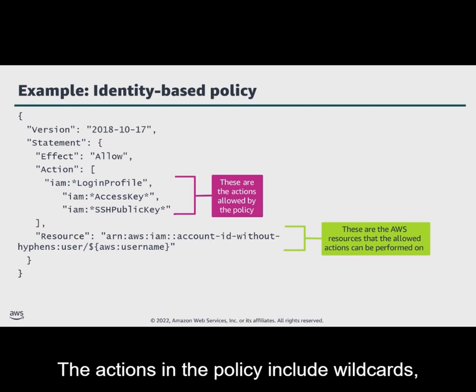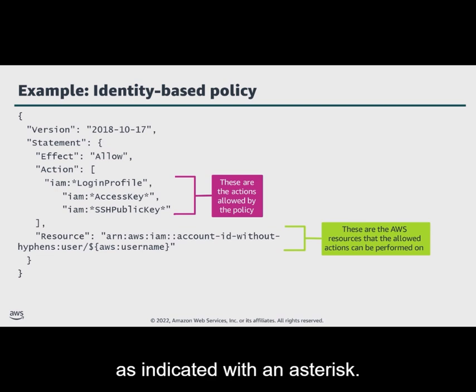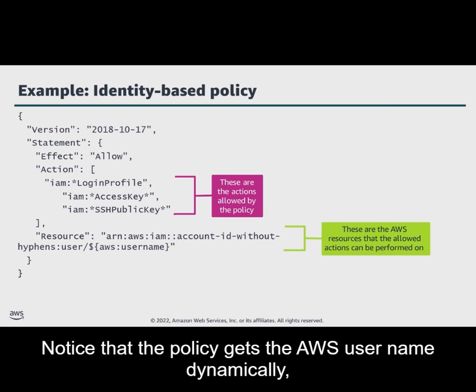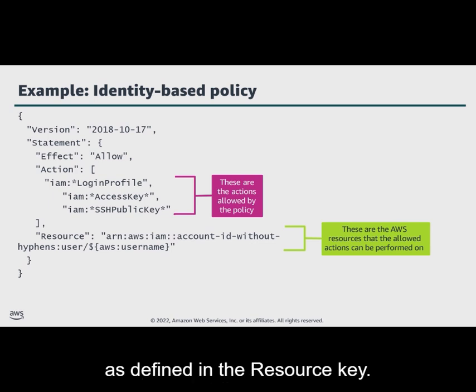The actions in the policy include wildcards as indicated with an asterisk. Wildcards provide a convenient way to include a set of related actions. Notice that the policy gets the AWS username dynamically as defined in the resource key.